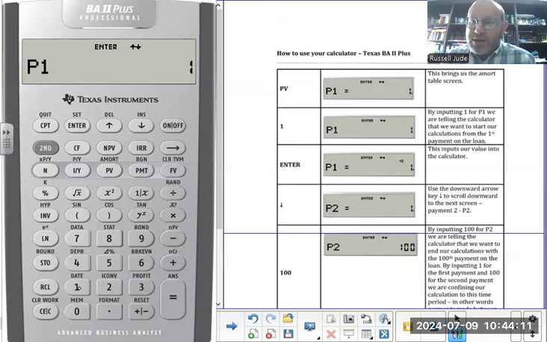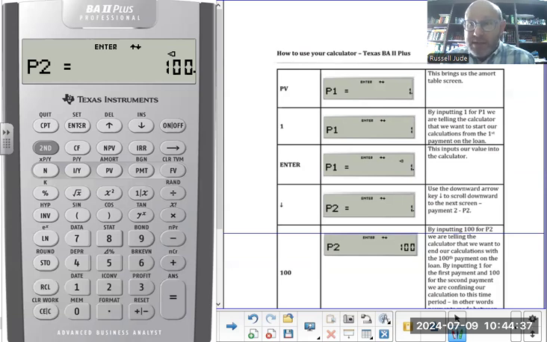So what's my starting point? P1. What's my starting point there? It is 1. Okay, so I'm starting at payment number 1, arrow down to payment 2, and I'm going to input 100 over there, enter that, and you can see now my calculation. I'm telling the calculator, provide me detail about my loan from payment 1 all the way through to payment 100.